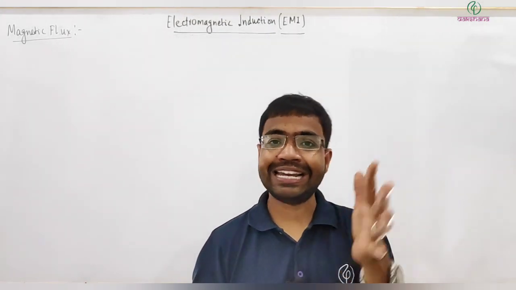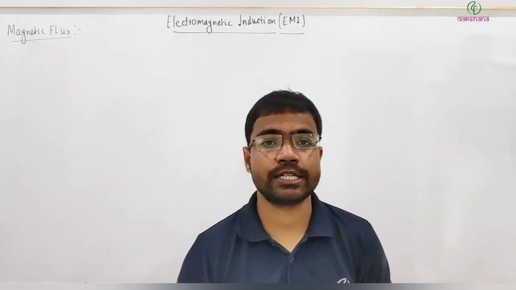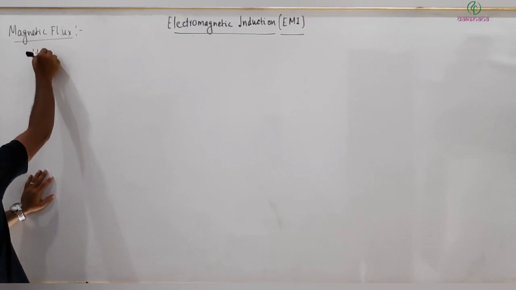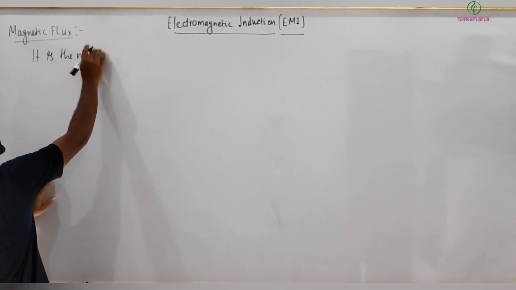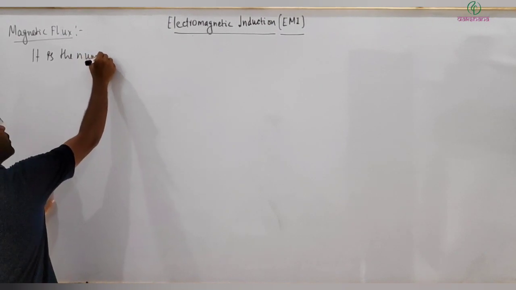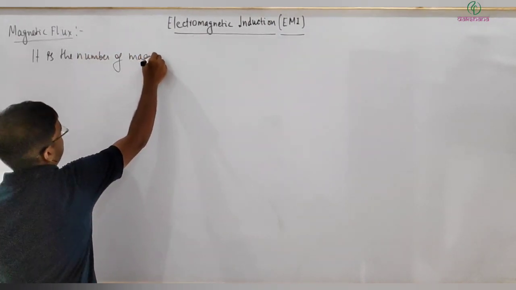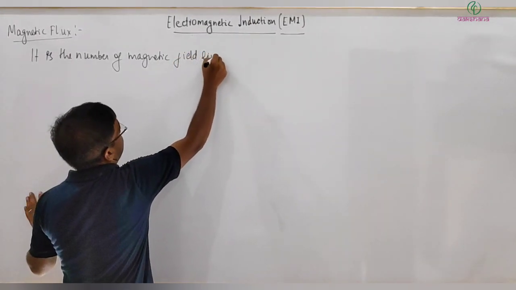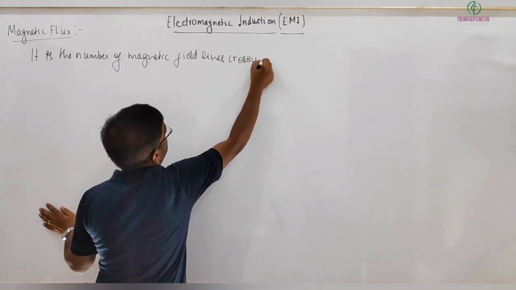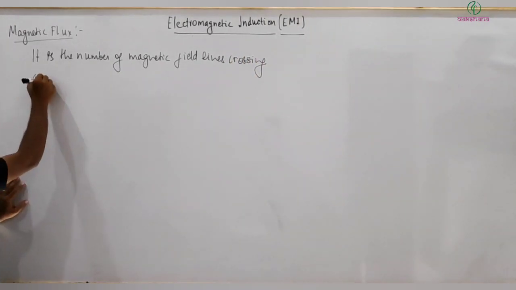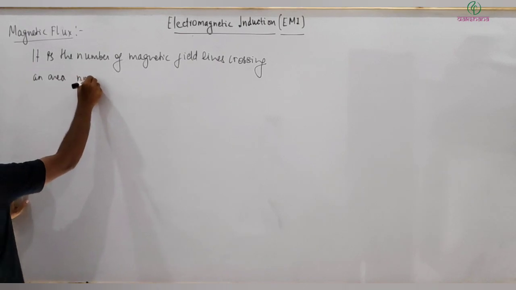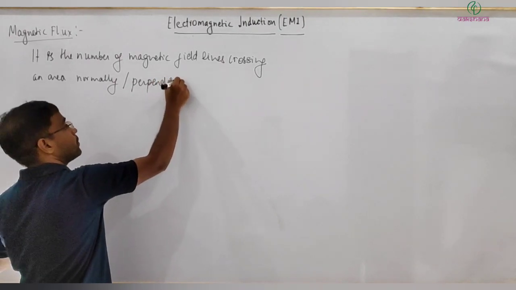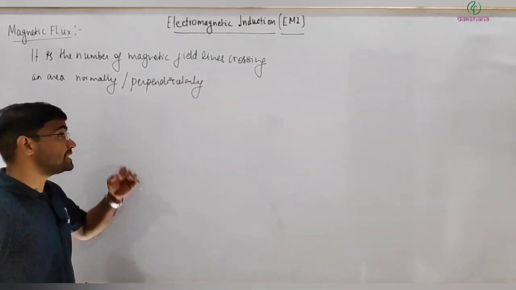And now, magnetic field line intensity is proportional to magnetic field strength. So here we define magnetic flux: it is the number of magnetic field lines crossing an area normally, or perpendicularly. That is defined as magnetic flux.